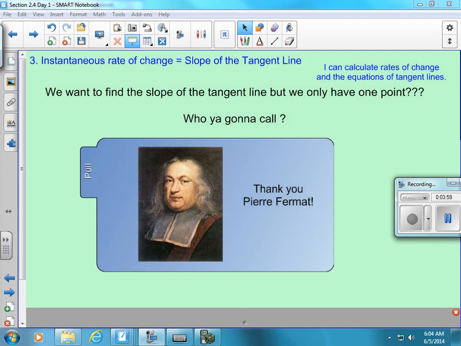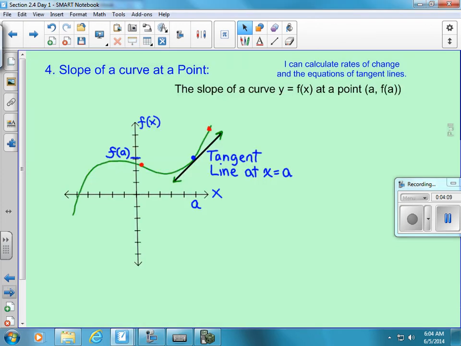Pierre came up with a way to find the slope of a tangent line at a point. And many things back then all of a sudden became correlated together because this was really a derivative. What he came up with is he said, here's point A. What if we picked a point right next to point A called A plus H? H is a teeny, teeny, teeny small number that if you add it to A, you're right next to A, but not exactly A. And let's find the slope between these 2 points, between x equals A and x equals A plus H.